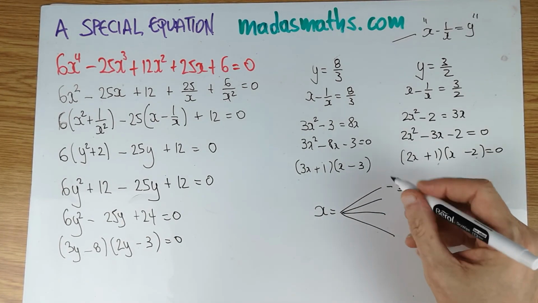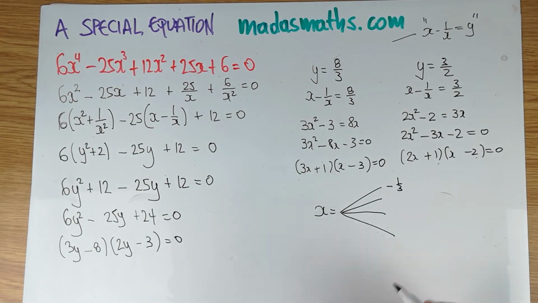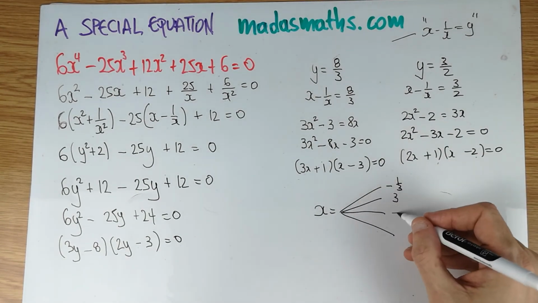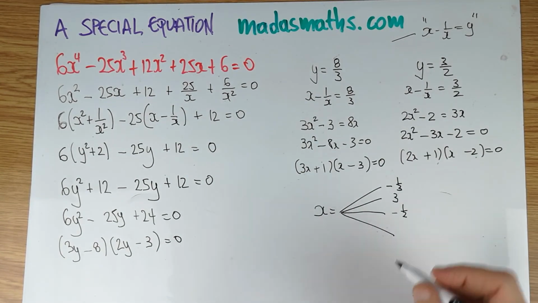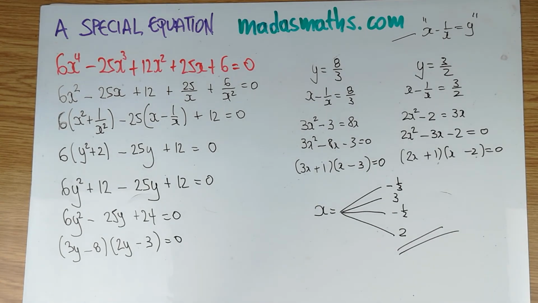And it's minus a 1/3 from this bracket. I lost the equal to 0, of course, in there. Then it's going to be a positive 3. From here, we're going to have a minus a 1/2. And from here, we're going to have a positive 2. So this is how you solve this type of equation.